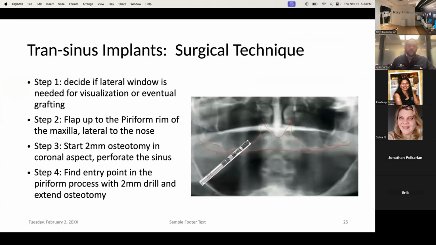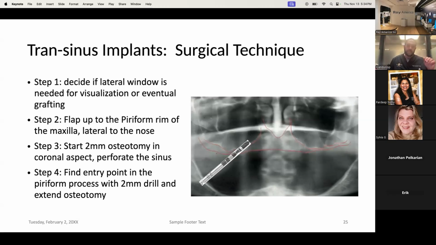So in terms of surgical technique, like I said, you can decide ahead of time if you want to raise a window, like a lateral window into the sinus, something you would do for a sinus lift or something like that, if you need to visualize the implant or you need to raise the sinus floor membrane. But you want to make sure that your flap goes up high enough so that you can raise that window. Also, you need to make sure that your buccal flap is high enough to the side of the nose so that you can see the insertion point for the apex of the implant.